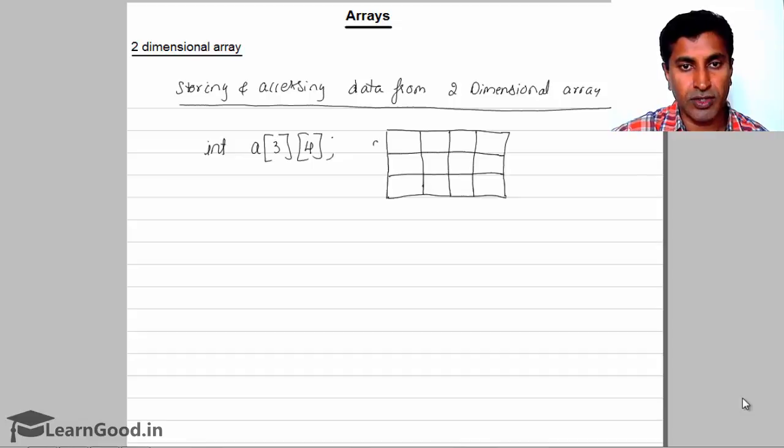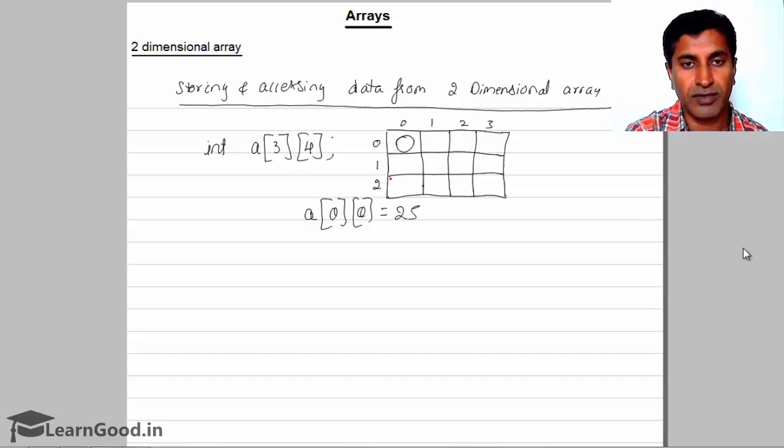Now the row numbers are going to be 0, 1 and 2. Same with the column numbers, 0, 1, 2, 3. So this location is identified as array name A, the row number is 0 and the column number is also 0. So A of 0, 0 means this location, and if you want to store 25 in that location, you can give A of 0, 0 equals 25. In that case the 25 will be stored in this place.